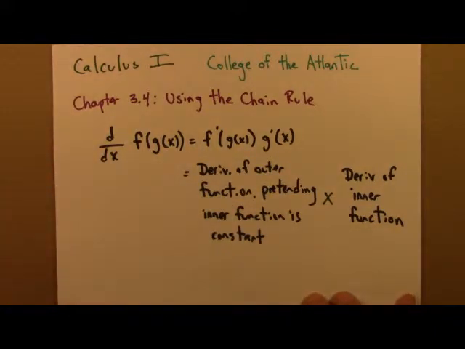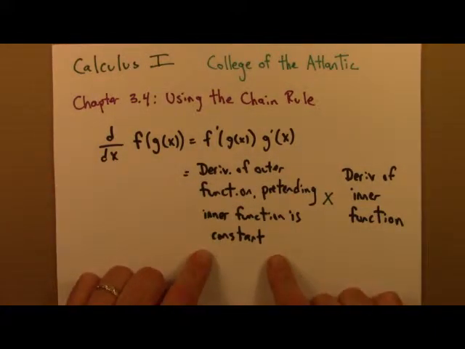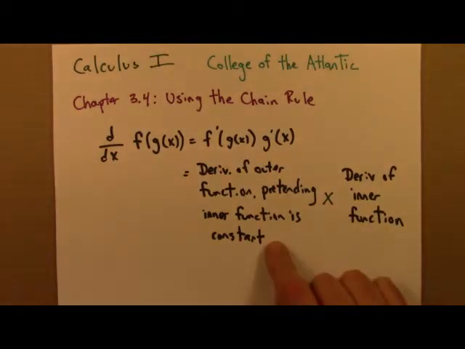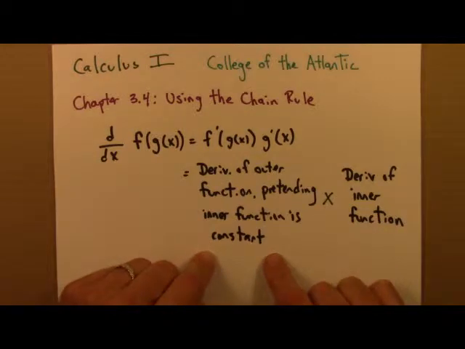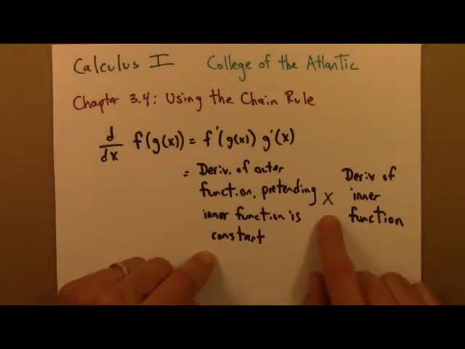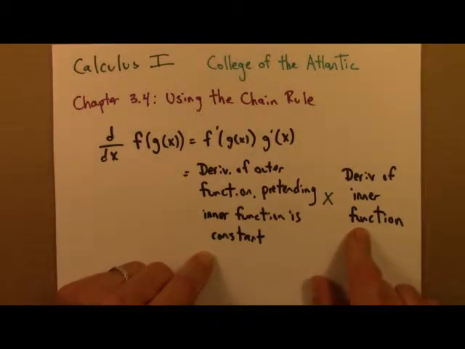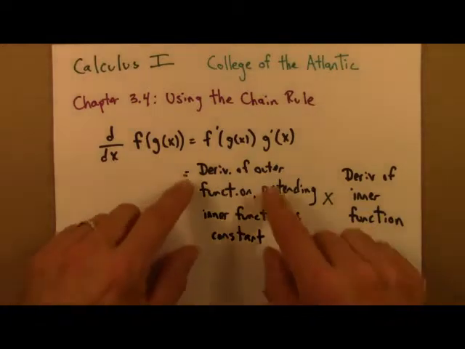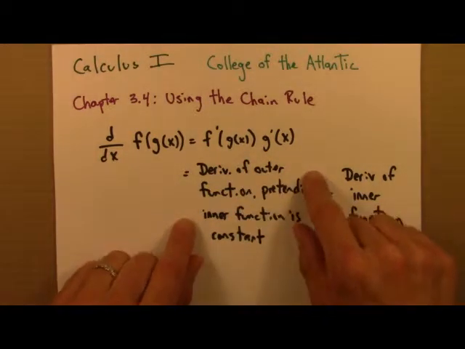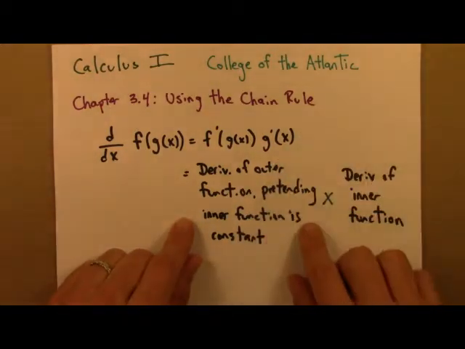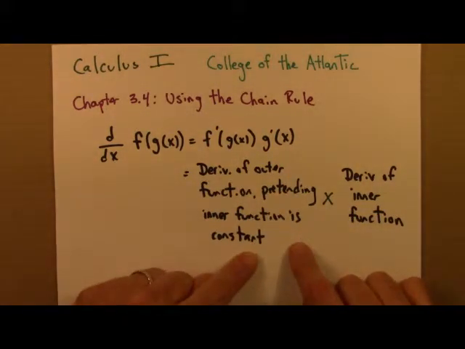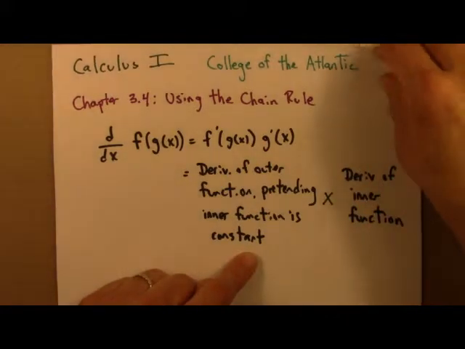And this equation, I think, is much easier to think about in terms of words and not symbols. So what you do is you take the derivative of the outer function, pretending the inner function is constant, and then you multiply that by the derivative of the inner function. So when I'm doing these, I'm sort of hearing this in my head as opposed to seeing this equation. And I think that's the way most people do it. They think of it procedurally in this way. All right, so let's do an example.